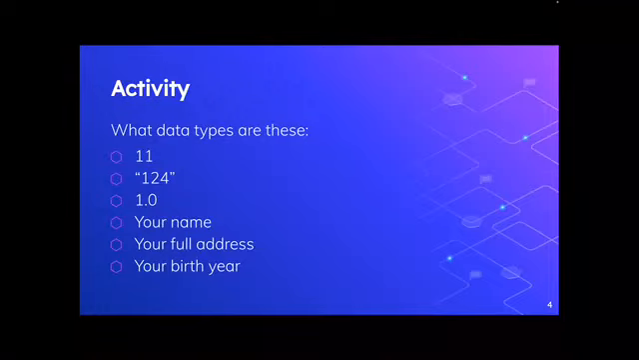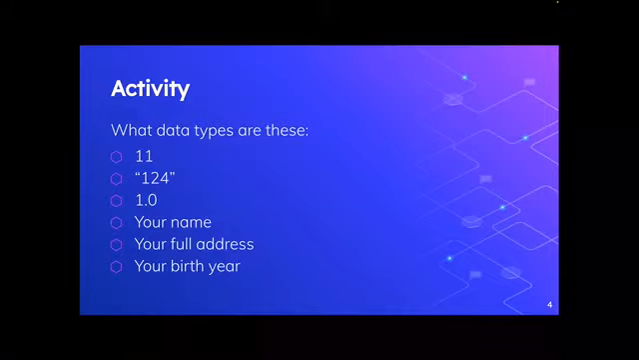Just as an activity, you can pause the video here and think about what data types each of these following pieces of data are. Assuming you've paused the video, the first one is going to be an integer. It could also be a float, but it's essentially an integer because it's just a number. For example, 11 is just an integer. It's either a positive number, a negative number, or 0.